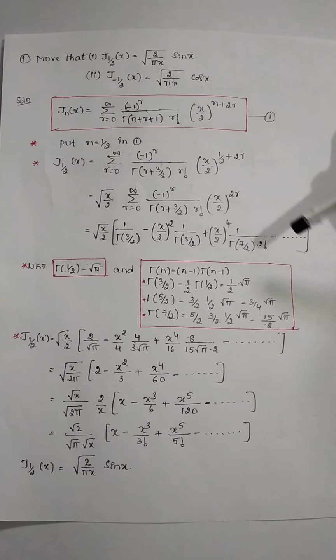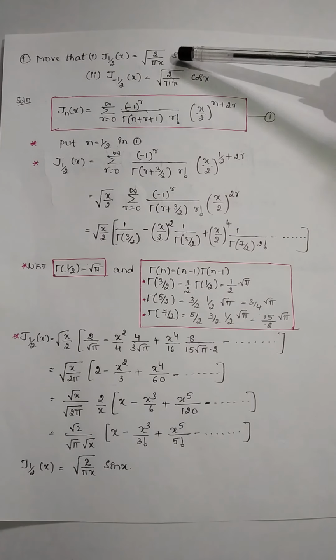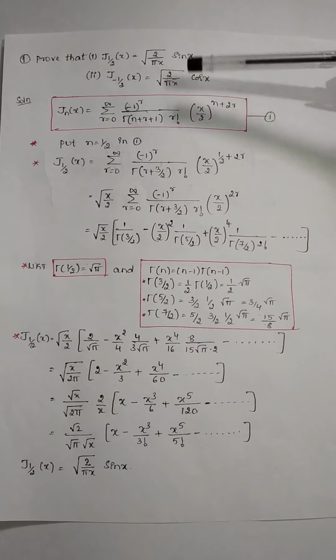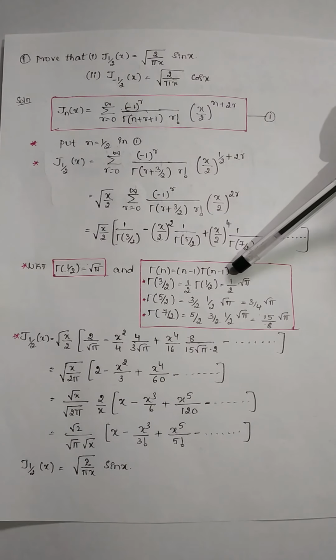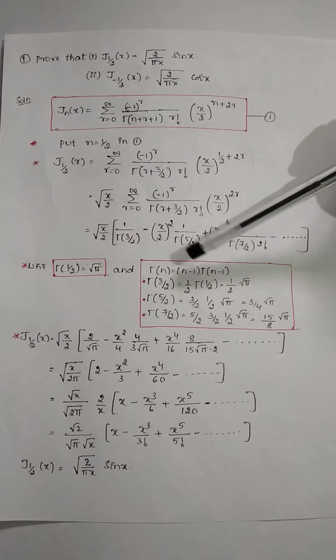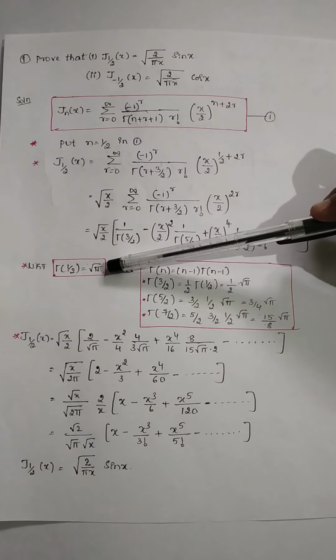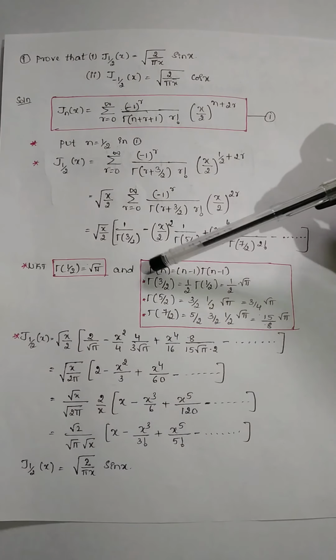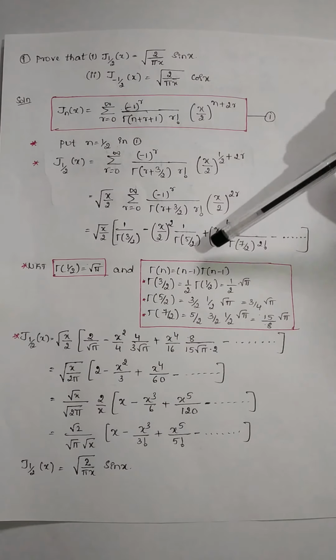Okay, so to simplify this expression and to get the answer as square root of 2 by pi x into sin x, you need to use one property of gamma function, that is gamma of n equals n minus 1 into gamma of n minus 1. Okay, and also gamma of 1 by 2 equals root pi.